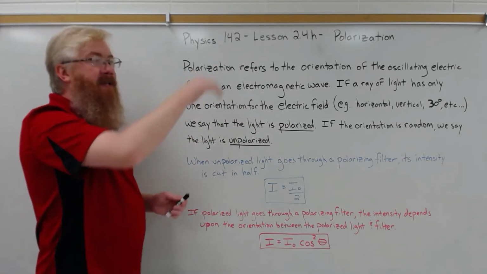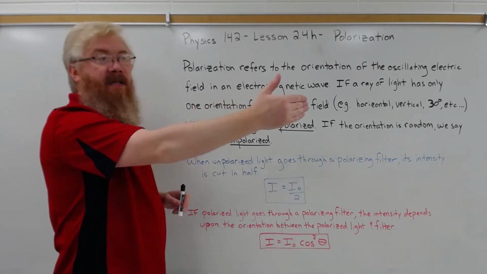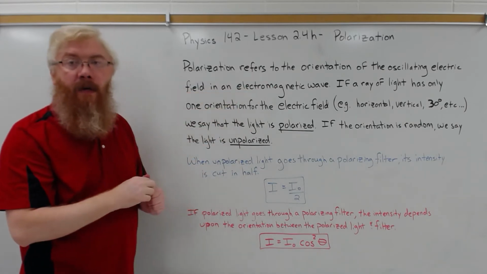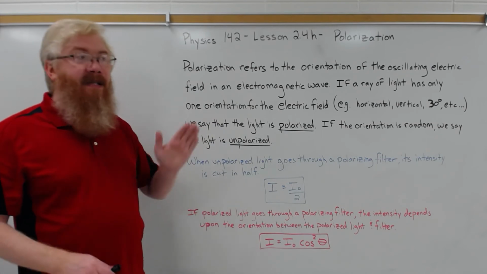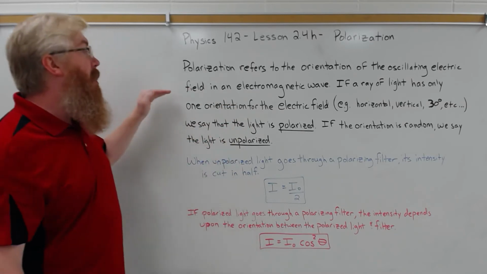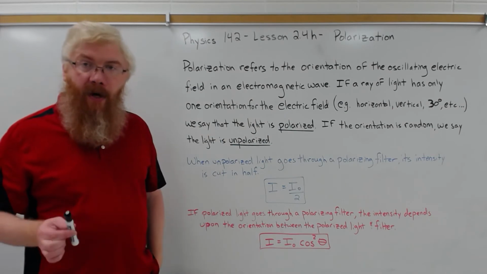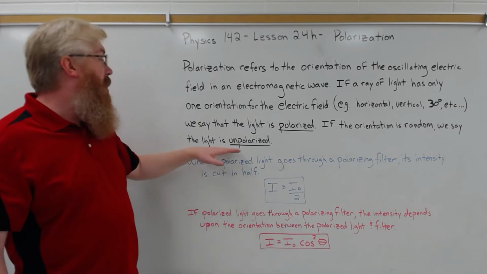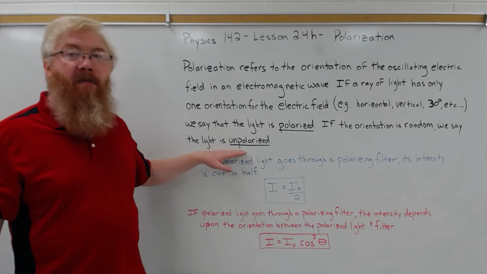But the electric field doesn't have to go in this vertical direction. Maybe the electric field is moving like a snake side to side. Maybe it's at a 30-degree angle or a 75-degree angle. So if in a beam of light, all of the electric fields are oriented in the same way, we call that light polarized. If the orientation is random, we call that either random polarization, which is probably more accurate, or the popular term is unpolarized.